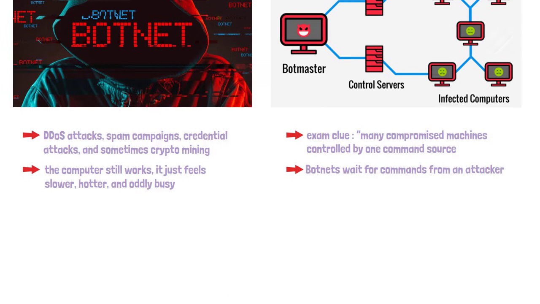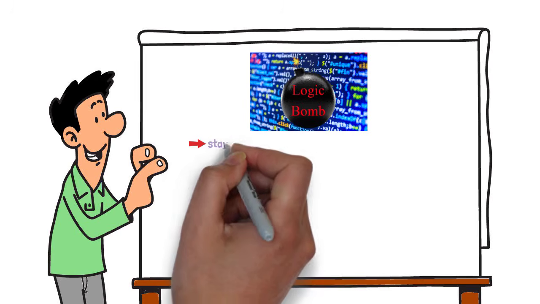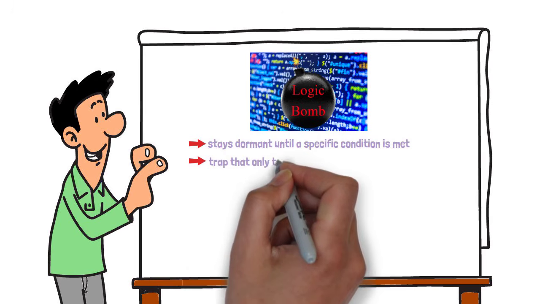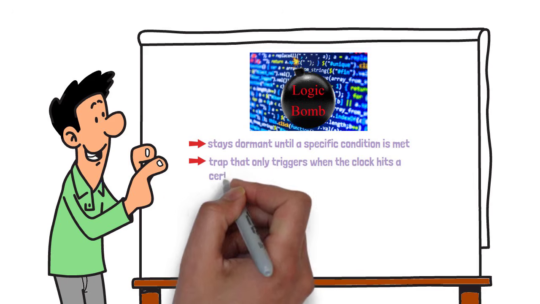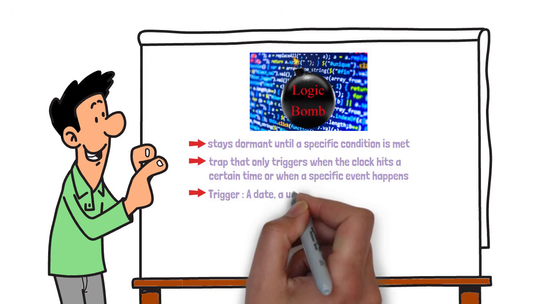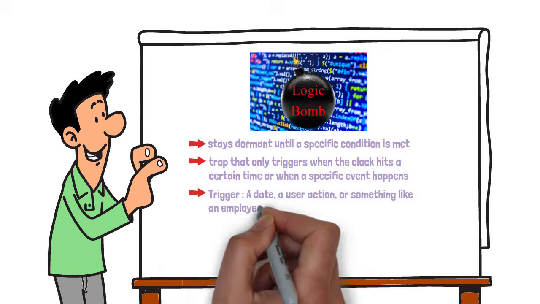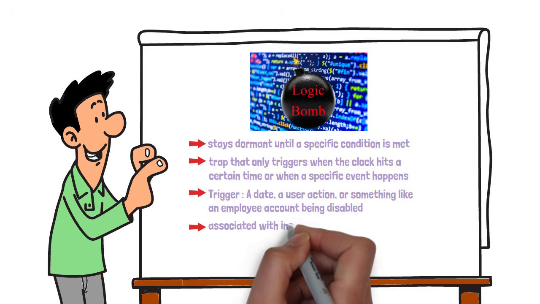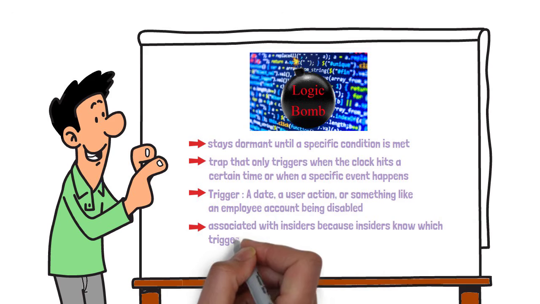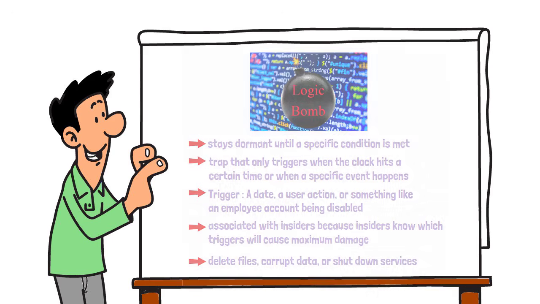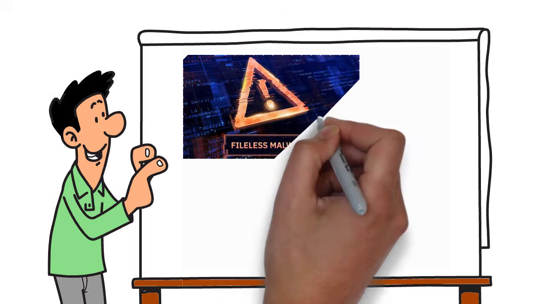The next one waits for a trigger condition. A logic bomb stays dormant until a specific condition is met. It is like a trap that only triggers when the clock hits a certain time or when a specific event happens. The trigger could be a date, a user action, or something like an employee account being disabled. Logic bombs are often associated with insiders because insiders know which triggers will cause maximum damage. When activated, it can delete files, corrupt data, or shut down services. A logic bomb hides until it triggers.